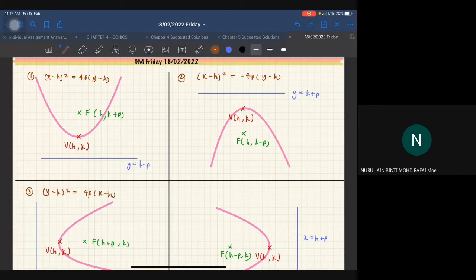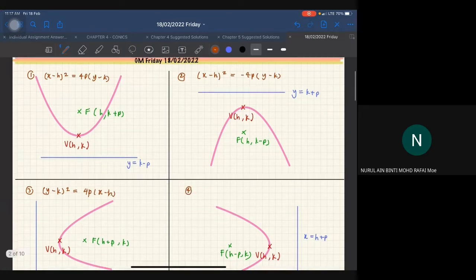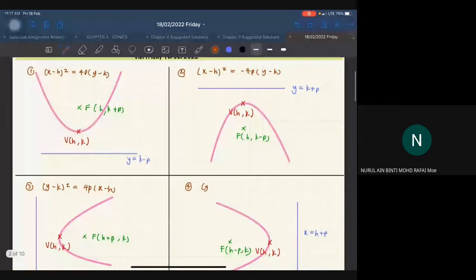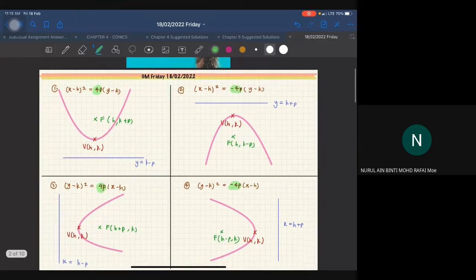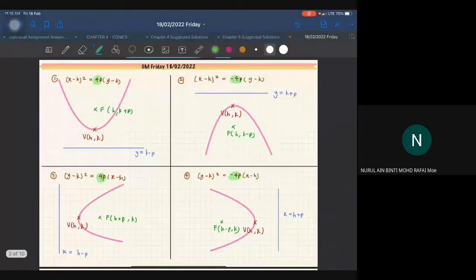Okay, and then lastly, you have y minus k square is equal to negative 4p x minus h. Okay, so awak kena berhati-hati dekat dia punya negatif positif tu. Right, so this one dia tak ada negatif. This one dia ada negatif. This one positif. So dia ke kanan. This one is negative. So dia ke kiri. Okay, so this are what you have learned in chapter 4.3 parabolas.